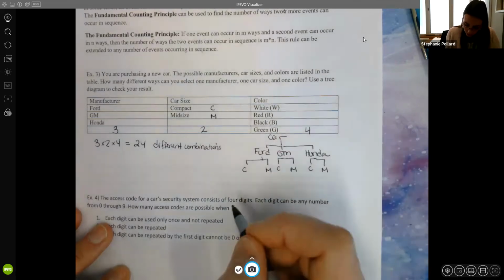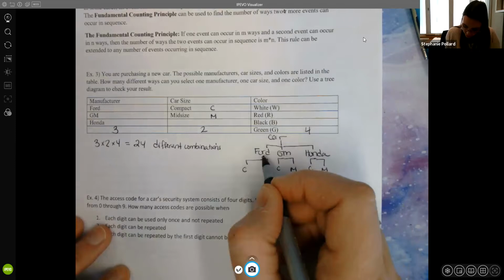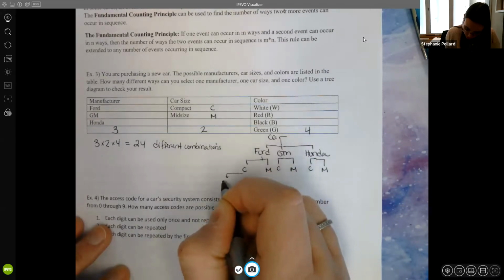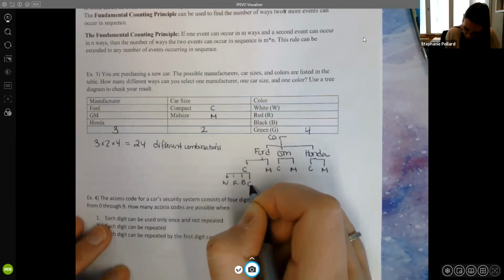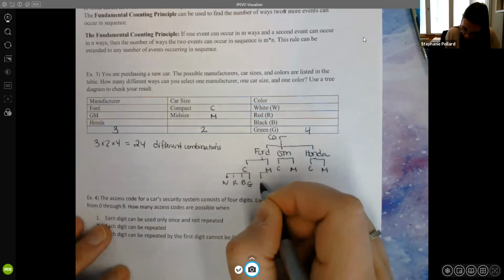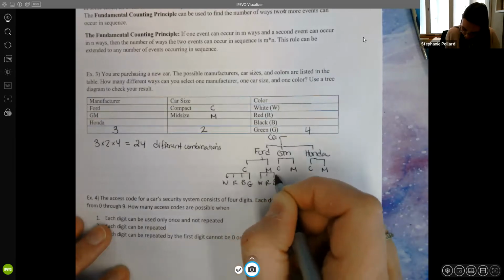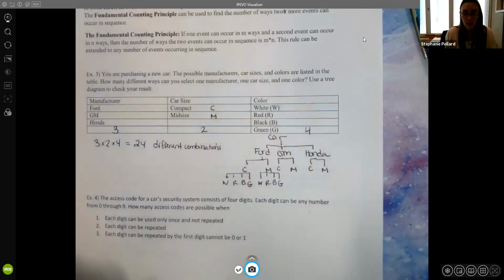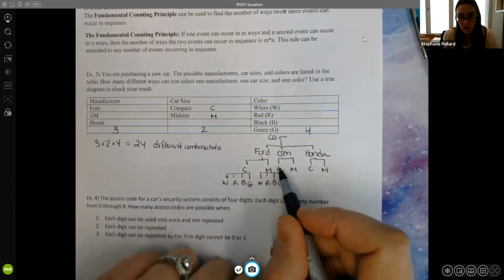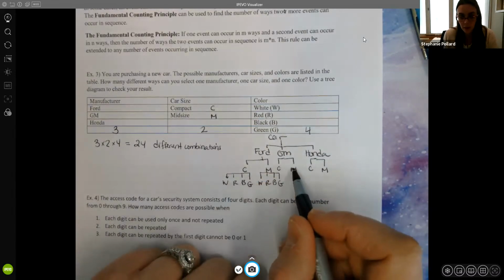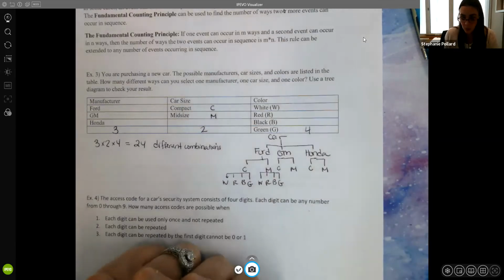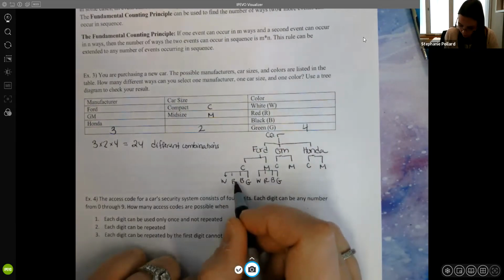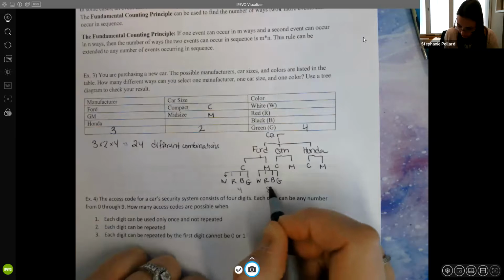And then you can choose the color. So under the Ford for the compact cars, you could get white, red, black, or green. And the same thing is true under the midsize: white, red, black, or green. Same thing on these guys, right? This one also gets white, red, black, and green. So what's going to happen is you're going to end up with 4, 8.